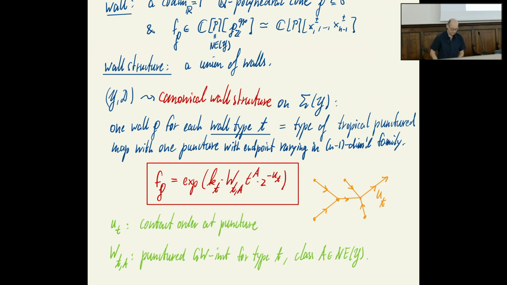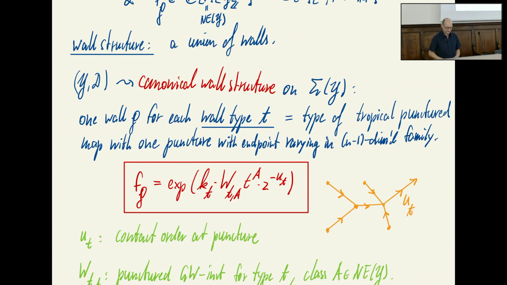Okay, so now I'm telling you that with our punctured Gromov-Witten invariants, we can canonically write down a wall structure. And it's very easy to define. So we have these types of punctured curves. I'm looking at one-punctured curves. So there's only one puncture, one kind of point that has an arrow. So it has a bunch of vertices, a bunch of edges, and then only one leg that carries the puncture. Okay, that would be our tropical thing.